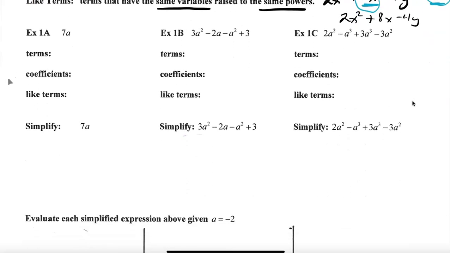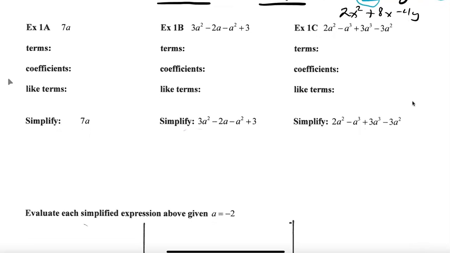Okay, let's break this down with examples. So example 1a here, they're giving us 7a. Terms, this only has one term, right? There's only one thing there. Coefficient is the number in front of it. That would be the 7. Like terms, there's only one term, so no like terms. And if I ask you to simplify, well, you can't really do anything. 7a is 7a, you're done.